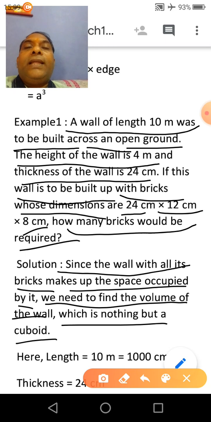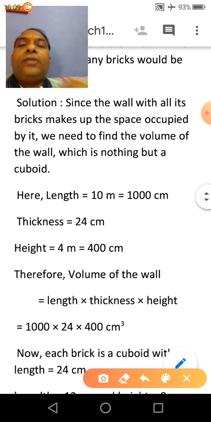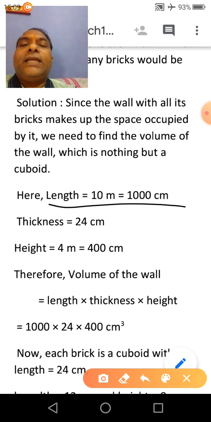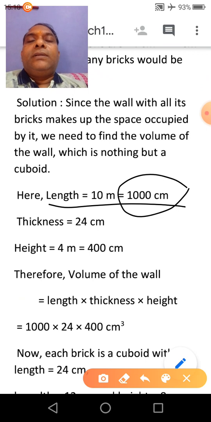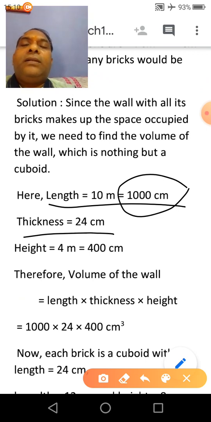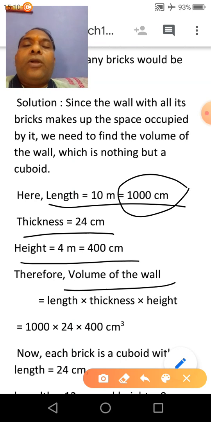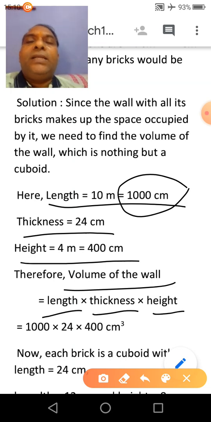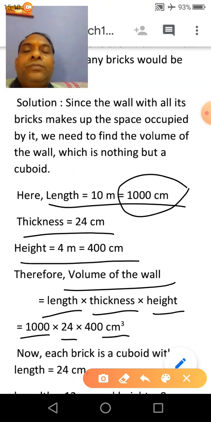Clear? So length of wall is given, 10 meter. Convert it in centimeter because dimensions of bricks are in centimeter. Thickness of wall is 24 centimeter and height of wall is 4 meter. Convert it in centimeter, which will be equal to 400 centimeter. So volume of the wall, L into B into H, means length into thickness into height. Put the values and calculate the volume of the wall.